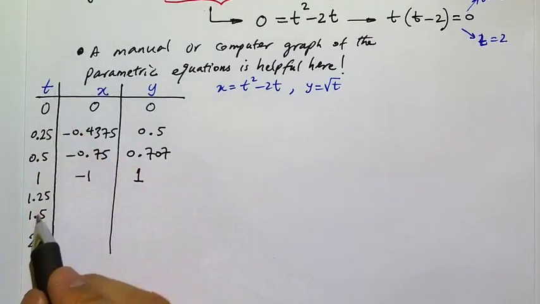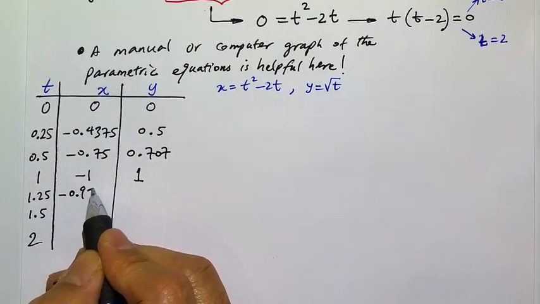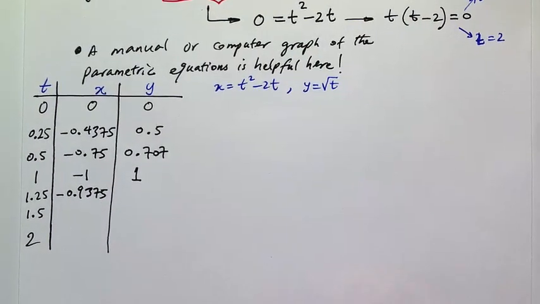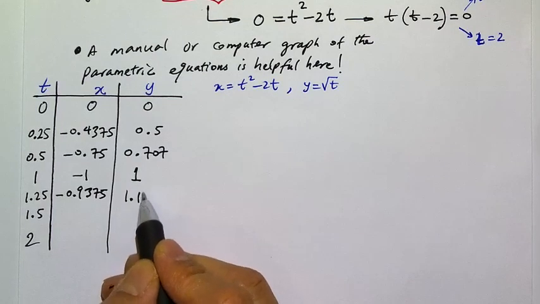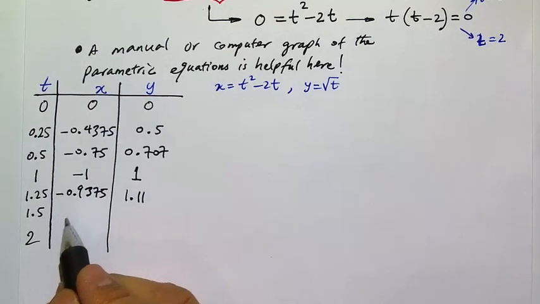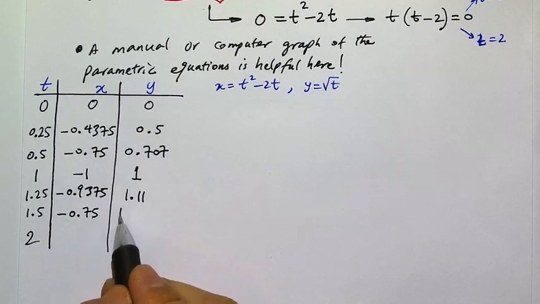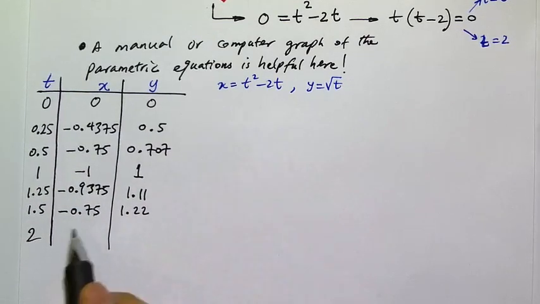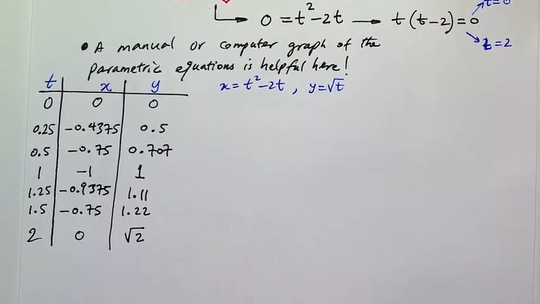And when t equals 1.25, we have x equaling minus 0.9375, and of course y would be equal to 1.11. For this t value, x is this, and y is 1.22, and for t equals 2, x is going to be equal to 0, and y is going to be equal to square root of 2.